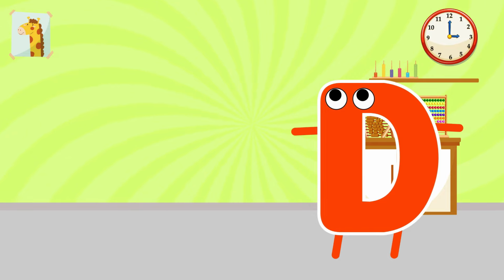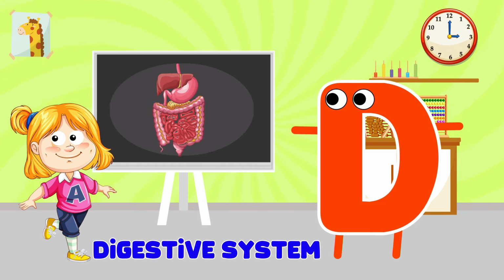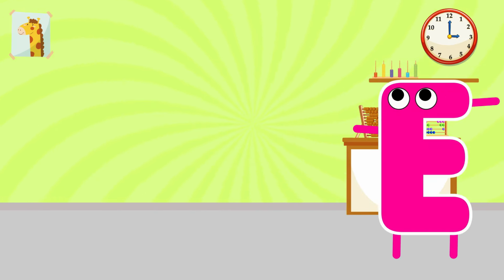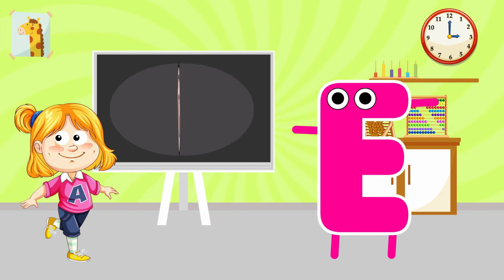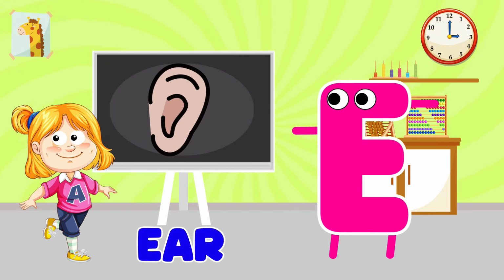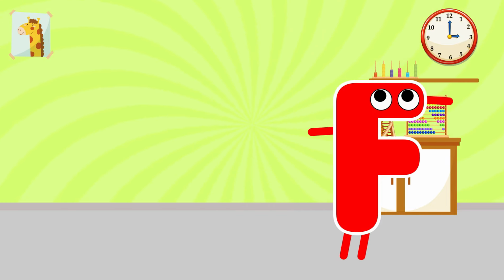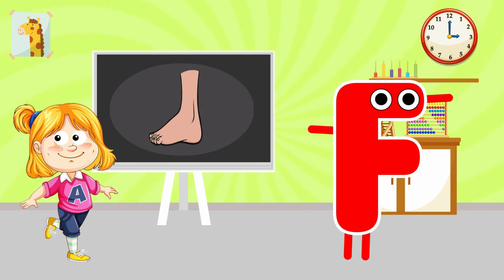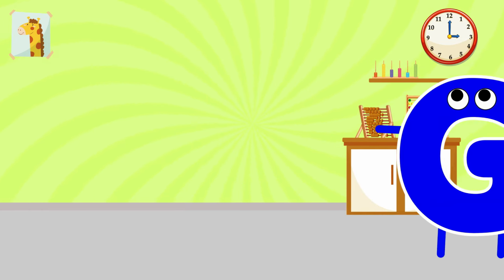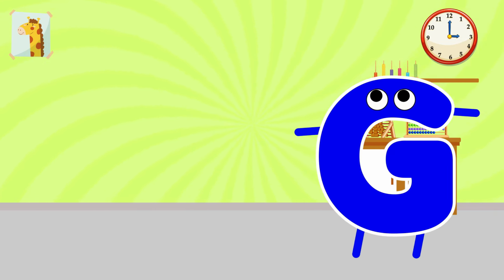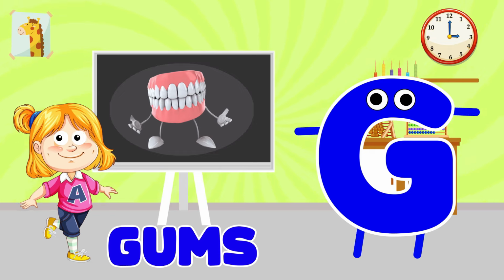D. D is for digestive system. E. E is for ear. F. F is for feet. G. G is for gums.